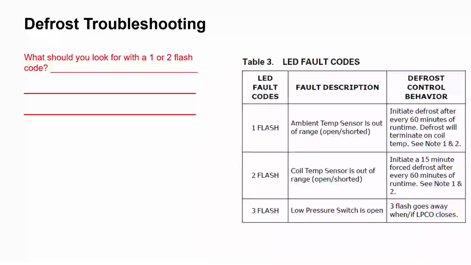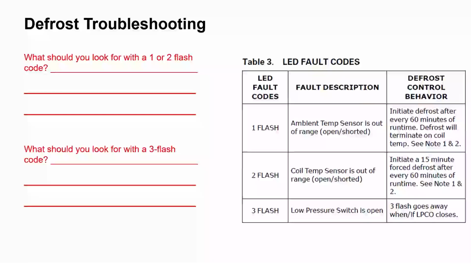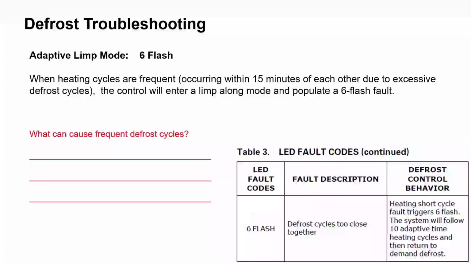So as we jump a little deeper into defrost troubleshooting, understand there's fault codes. A 1 flash means an ambient temp sensor is open or shorted. A 2 flash on our red LED means the coil temp sensor is open or shorted. A 3 flash, our low pressure switch is open. It will go away as soon as the low pressure switch closes. So if you see a 3 flash, it is while the switch is actively open. All right. 6 flash, we have defrost cycles too close together.